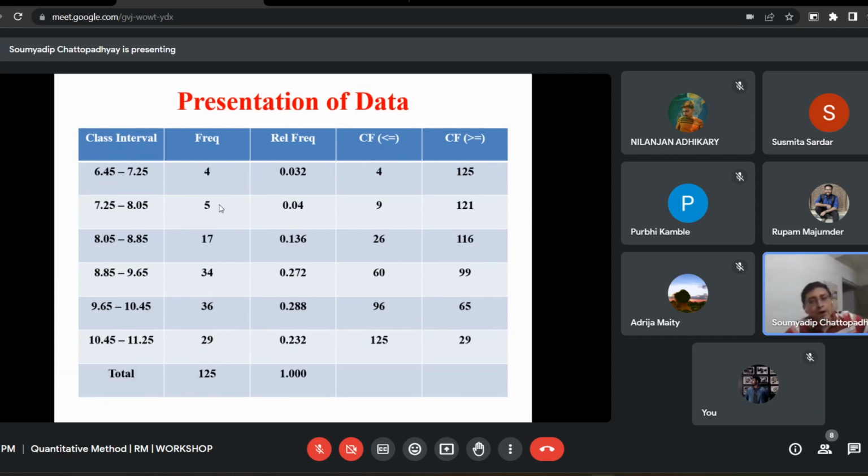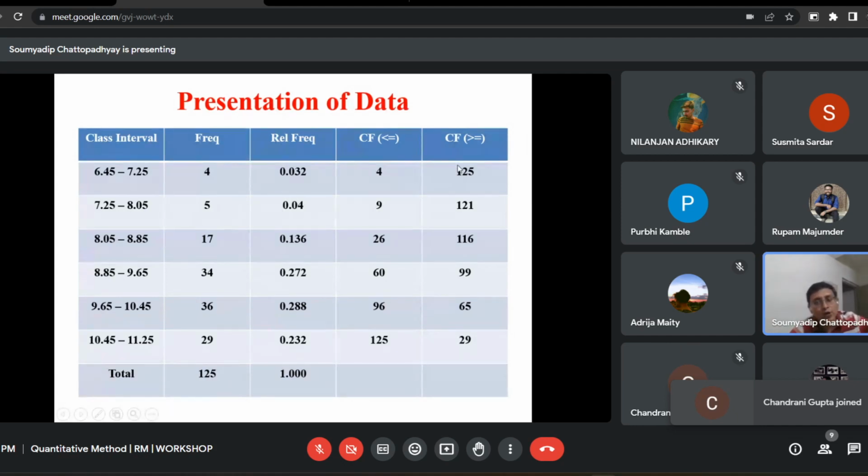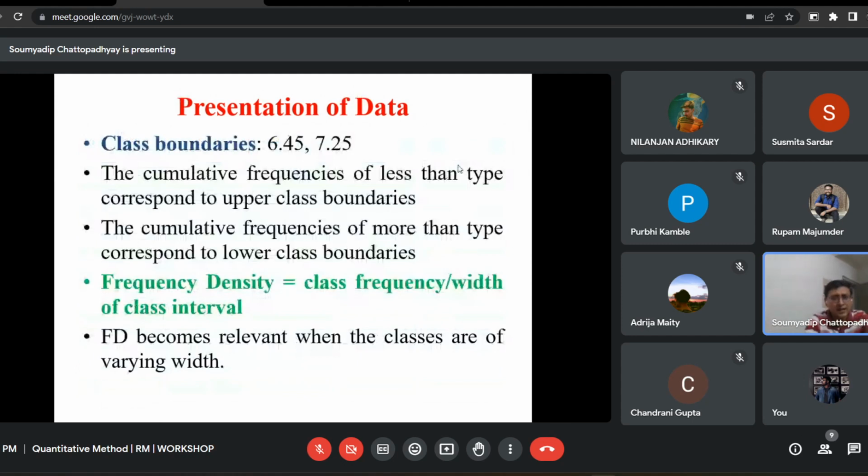Similarly, in the same way, you can calculate the relative frequency and the cumulative frequency of less than type and cumulative frequency of greater than type. So this is the way we can represent the frequency distribution corresponding to a continuous variable. Here are some important aspects which you need to remember. The 6.45 and 7.25 are known as the class boundaries, and the cumulative frequencies of less than type generally correspond to the upper class boundaries.